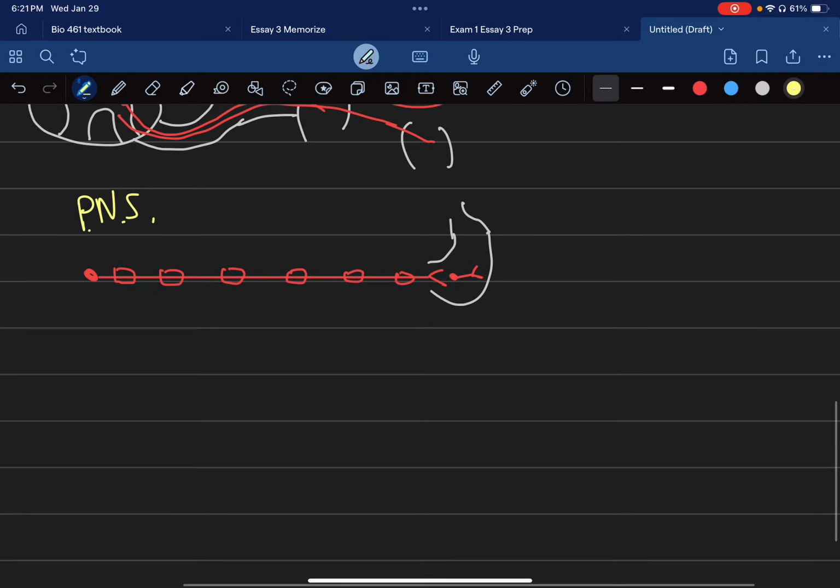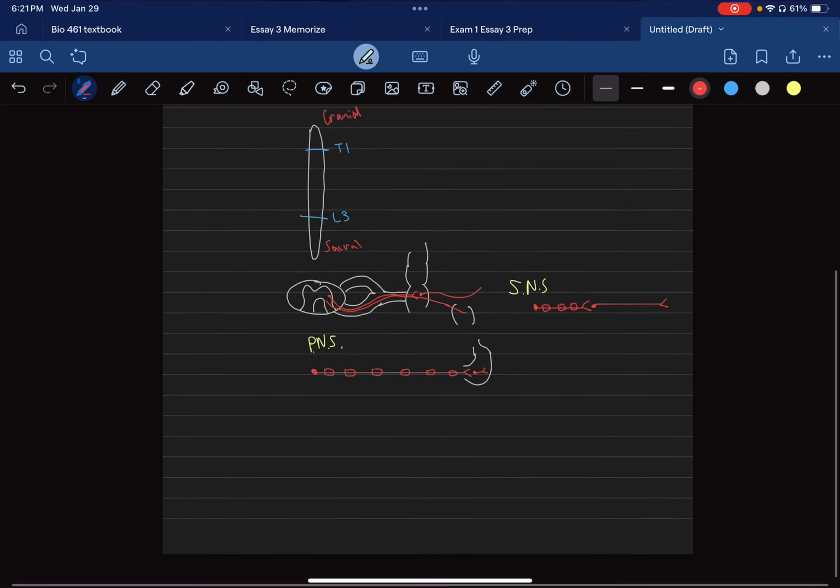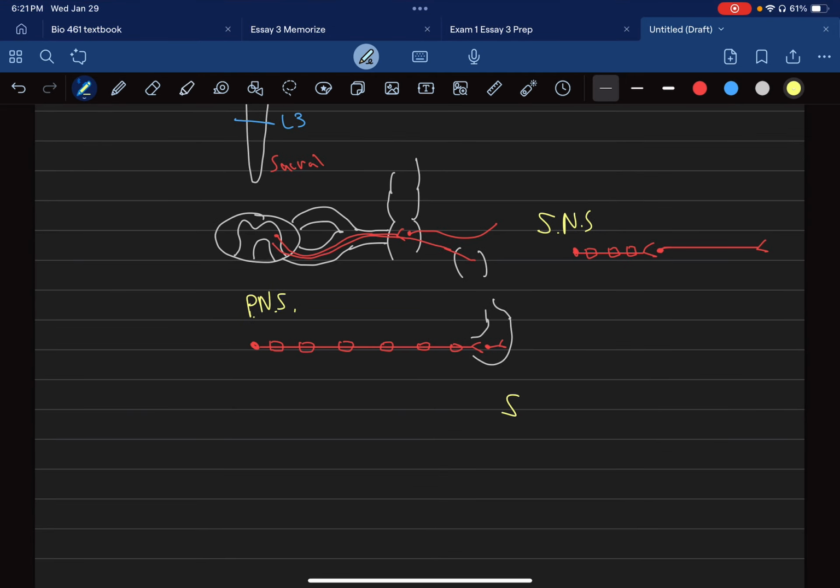But when it comes to the sympathetic nervous system, the presynaptic neuron is going to be shorter, still myelinated, and it's going to synapse, like I said before, usually in that chain ganglia or collateral ganglia, and then it's going to have a longer postsynaptic neuron until it gets to its effector. Also unmyelinated.